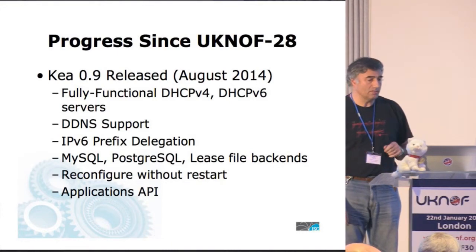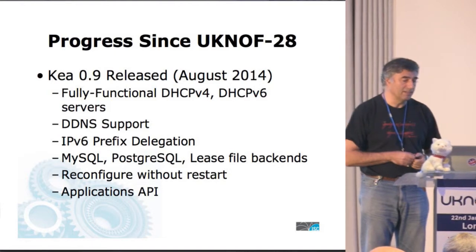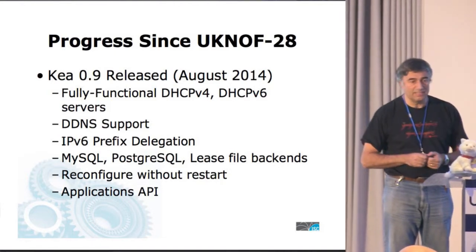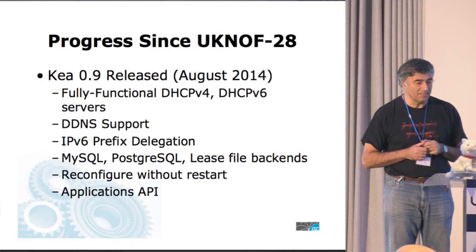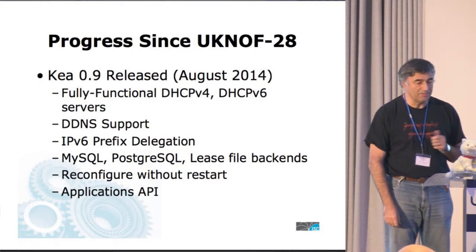In August last year, we released Kea 0.9. It's a fully functional DHCP server with v4, v6 servers and DDNS support. We also have IPv6 prefix delegation.